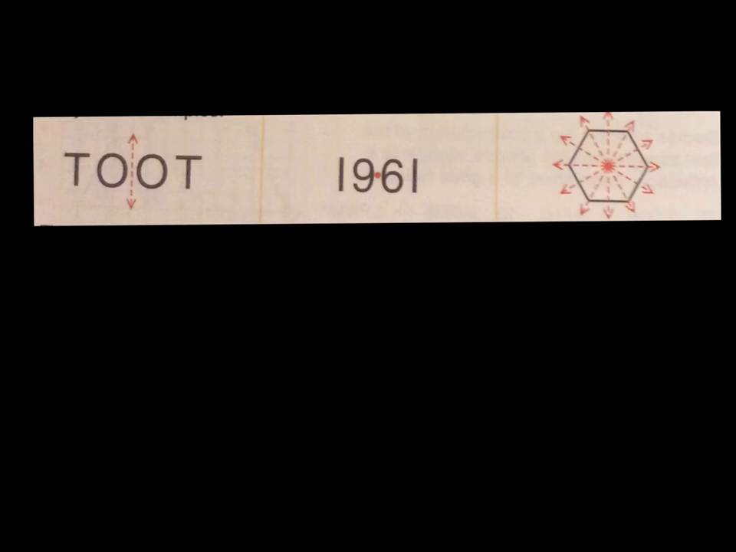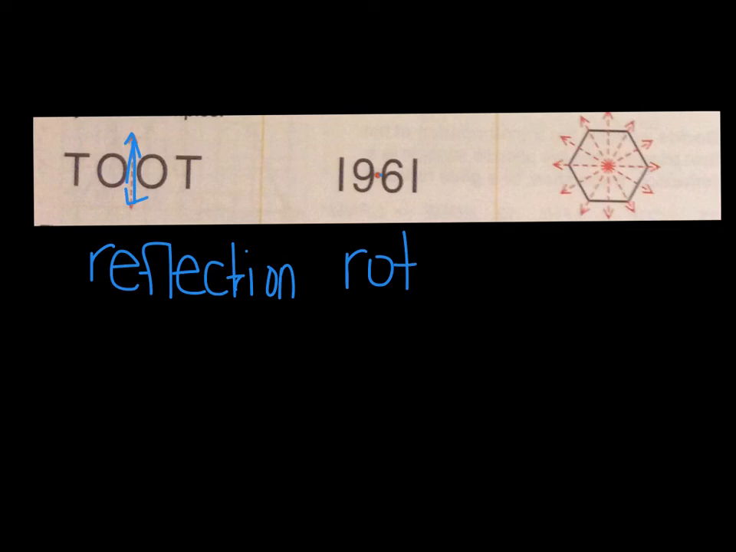All right, first here we have the word toot, and it has this line right down the middle here. And so that one has reflection symmetry. The next one is the number 1961. So they give you that hint by having that dot there in the middle. That would be rotational symmetry. You can rotate that right around that dot and it stays the same.